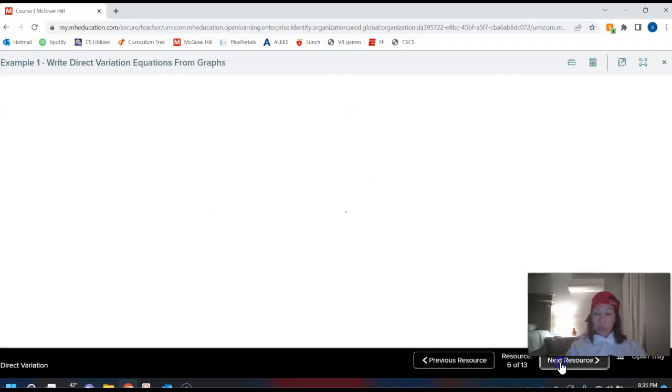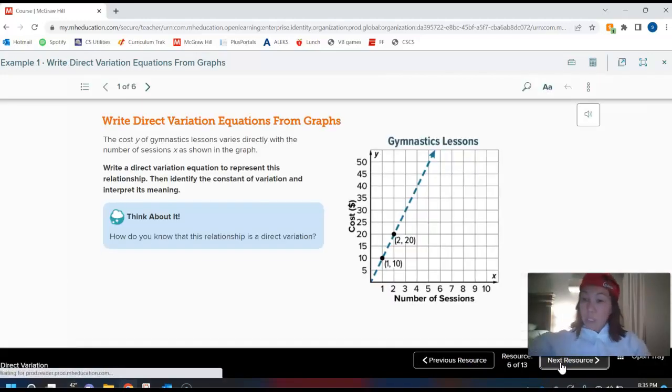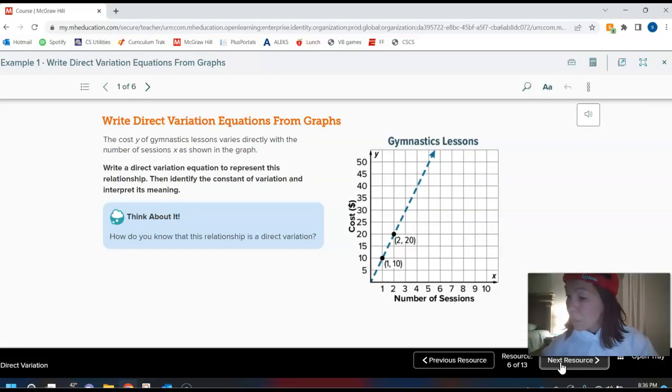So we're going to look at a few examples in this section. There are a few things you have to do. So if you want to go to page 214 and follow along on this example, the example here, this graph represents the cost of gymnastics lessons, and it varies directly with the number of sessions. So whenever you see this term, it also means it's proportional. So the cost varies directly or is proportional to the number of sessions shown in the graph. Excuse me. And you have to find this equation, the direct variation equation.